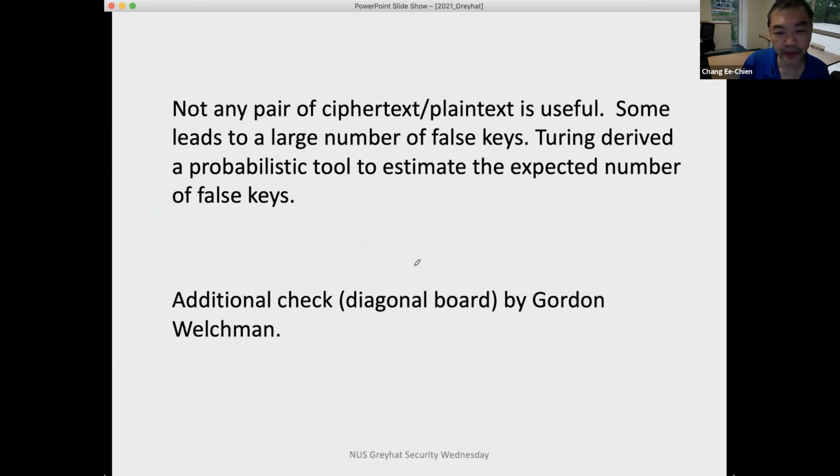So this is the part that I show here, the remark. They may have some false keys, and Turing derived a tool to estimate the expected number of wrong keys. And then later on, they put in an additional check, which is not included here. It's called the diagonal board, by Welchman, to further reduce the false alarms.